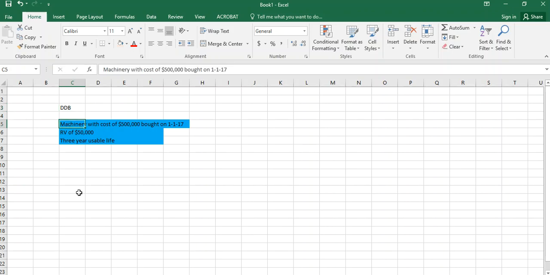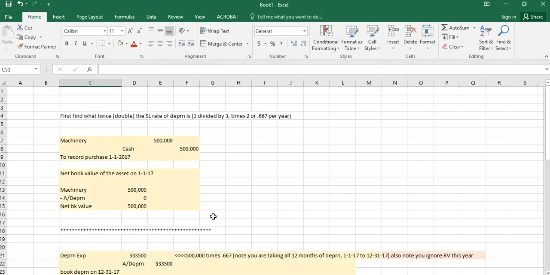So we have machinery with a cost of $500,000. It was bought on 1/1/17, with a residual value of $50,000 and a 3-year usable life. One of the reasons I'm choosing a 3-year usable life on such an expensive asset is I want to take you through the whole life cycle of this. If I make it 50 years, this will be a really long video. So let's go ahead and go to what we do.